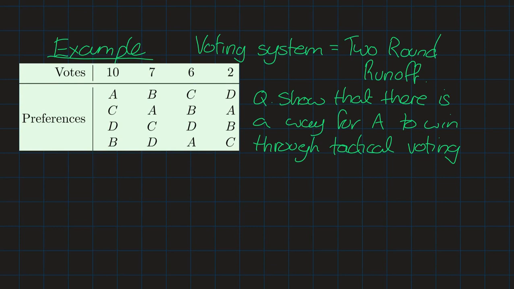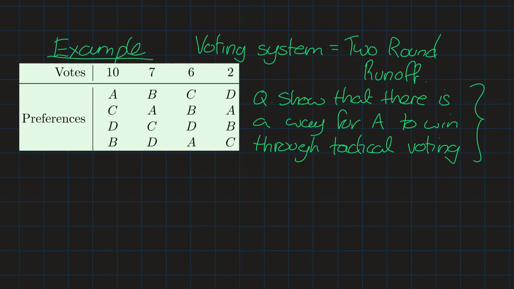So here's some voting profile. There are 4 alternatives in the running. And the question is simply, show that there is a way for A to win through tactical voting. It's really important when you're answering these types of questions that what you're doing is actually tactical voting.